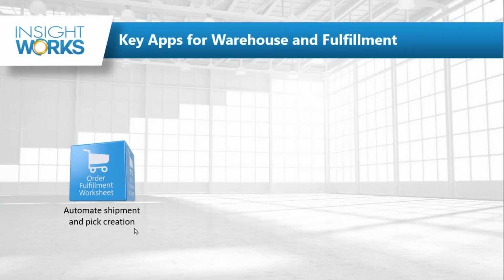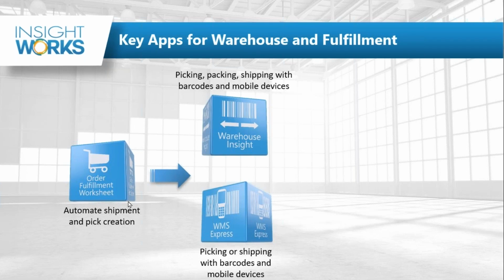Now, once we've got the pick documents, whether you use the fulfillment worksheet or something else, what we do is send that out to the warehouse management solution. Again, you could just print this out on paper and execute it on paper. But if you want to move to something more robust, specifically barcoding or optionally RFID, you can use Warehouse Insight or WMS Express.